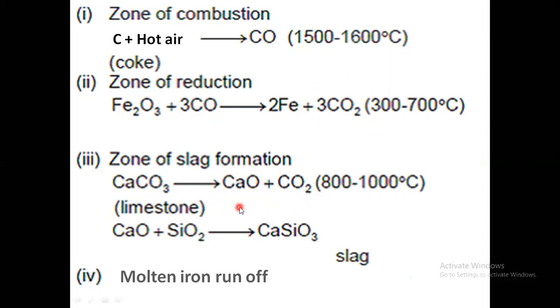Calcium oxide or lime, which is produced by the decomposition of limestone, reacts or combines with impurities which are attached with the iron, like sand. When calcium oxide reacts with sand, it forms slag. Slag formation will be done. And I have told you what a slag is? Slag is a stony waste which is removed from the bottom of the blast furnace. Now, the iron which is left behind, that is pure iron. It is in molten form. And this iron, we can remove from the blast furnace now. Right?